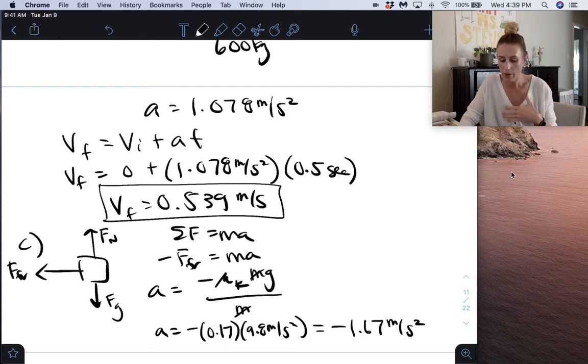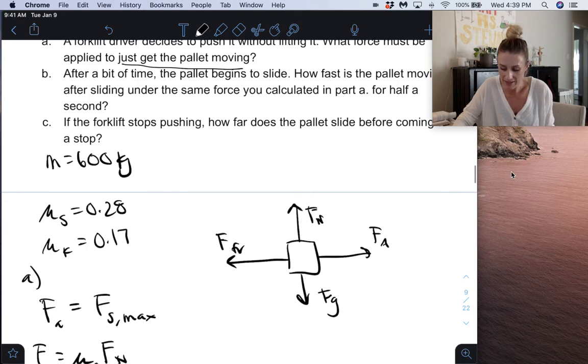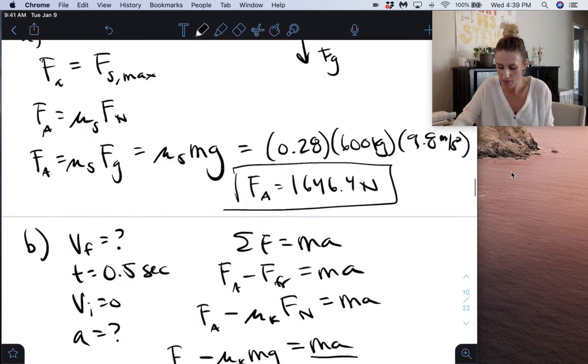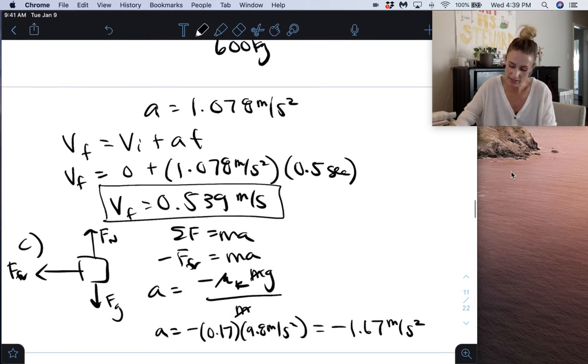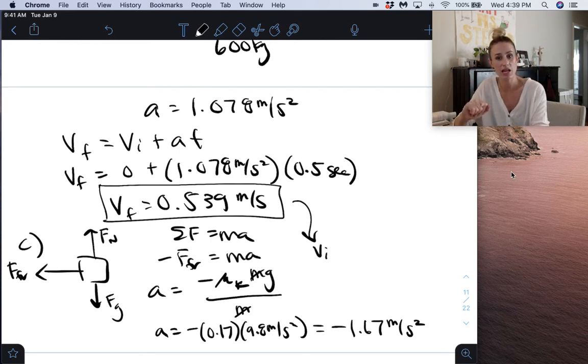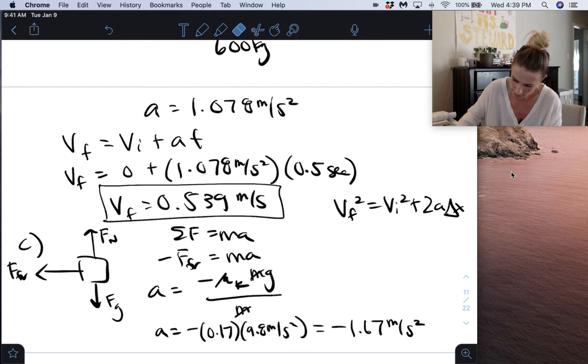And then if we want to know how far it slides, it says for part C, how far does the pallet slide before coming to a stop? We know that the initial velocity is this final velocity right here. So that will be our initial velocity, the initial for part C. We know the acceleration, and we know that the final velocity is 0. So we can use v final squared equals v initial squared plus 2 times acceleration times delta x, because that is what we are solving for here.